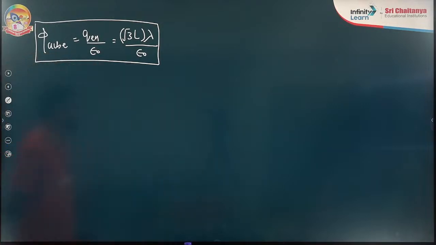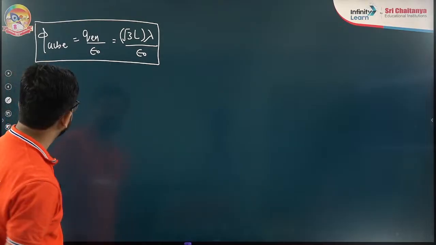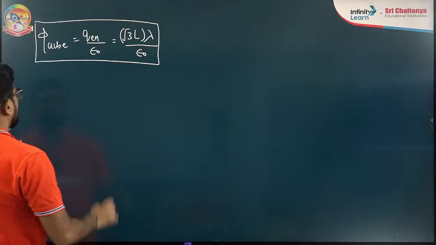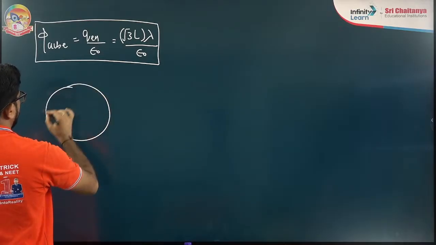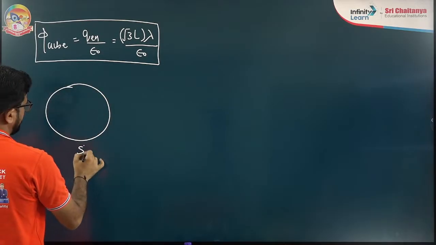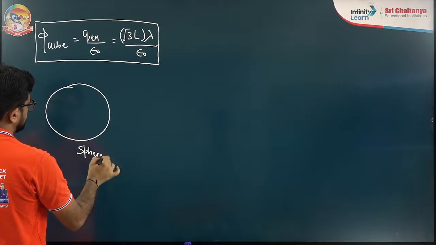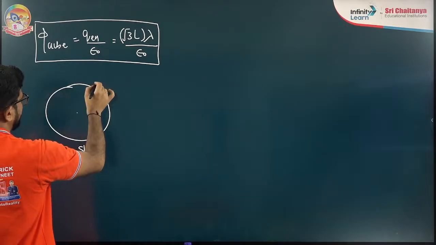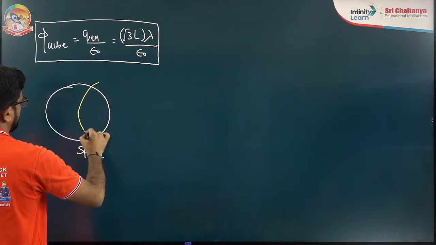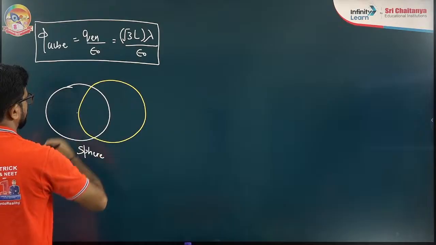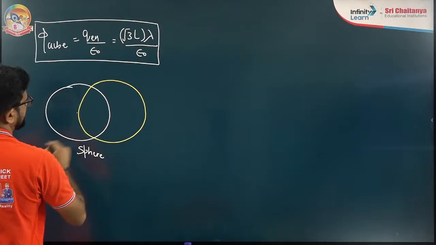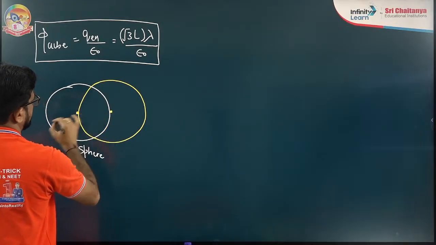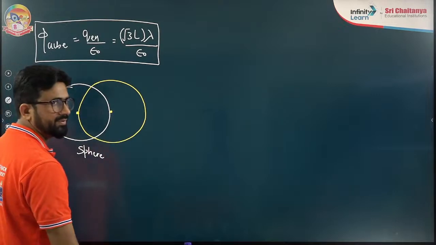Now another question I am giving you. Try to solve it. Listen carefully. This is one Gaussian surface. That means I am taking it as a sphere. And from this sphere, there is one ring charge. This is a ring charge. Try to understand it.